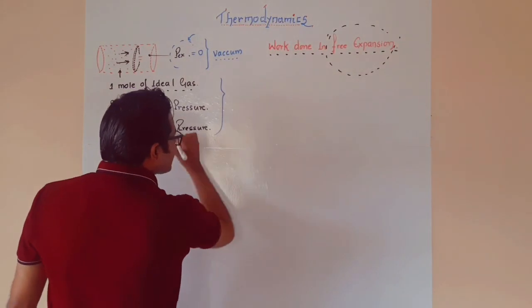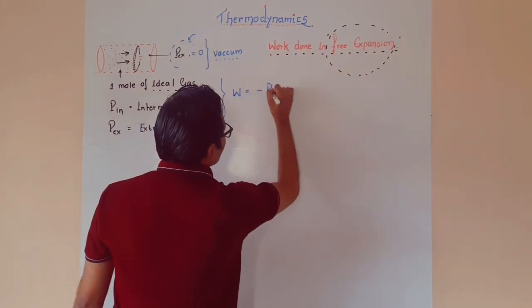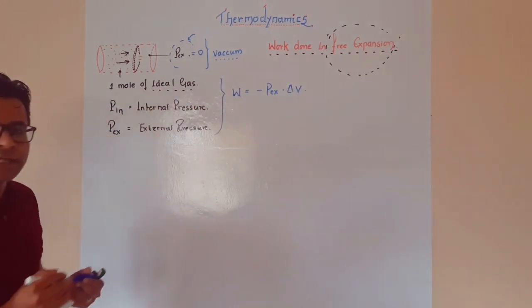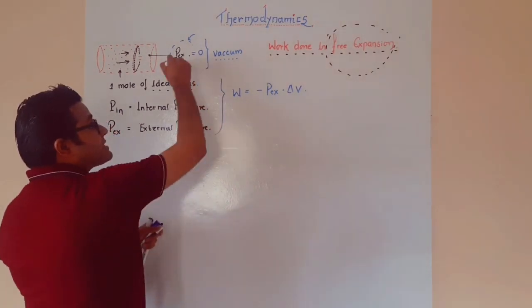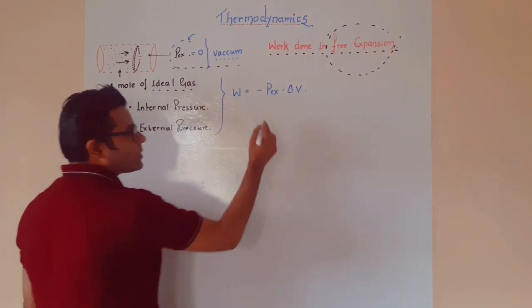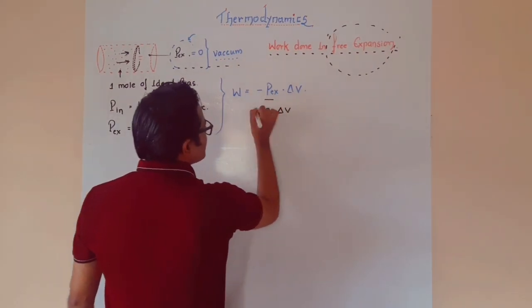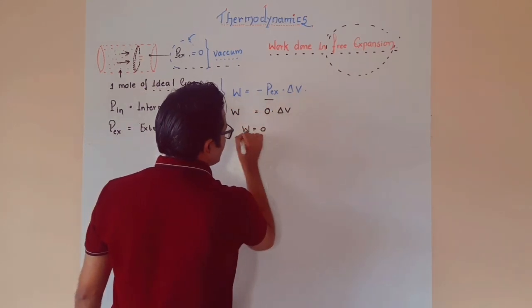So, at this particular condition, the work is equal to minus P external into delta V, right? This is the expression we have. Now, as we have said that it is kept in a vacuum, that means P external is equal to 0. So as this particular term is 0, the work which is done is going to be 0.